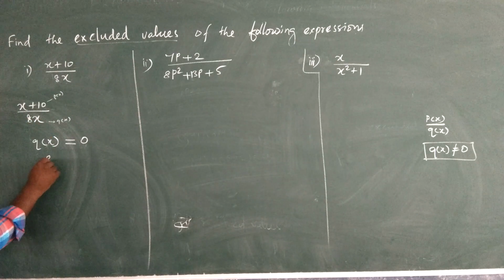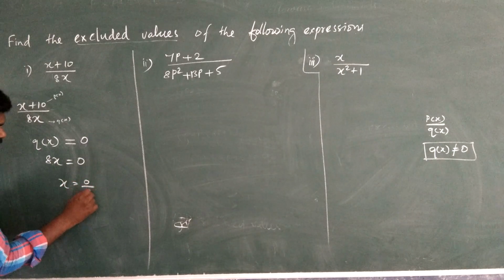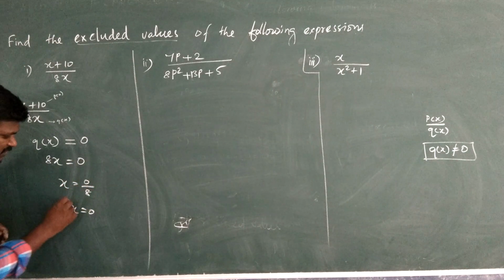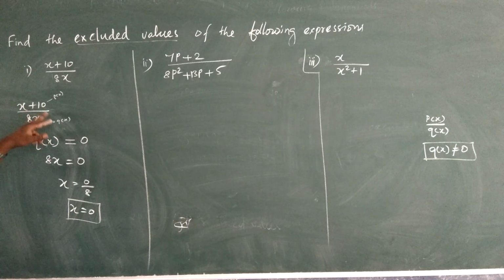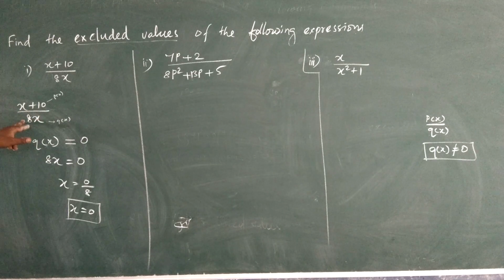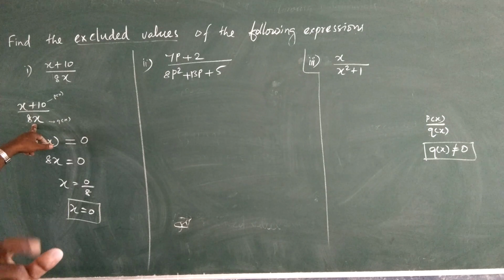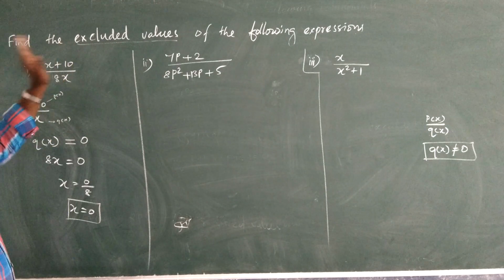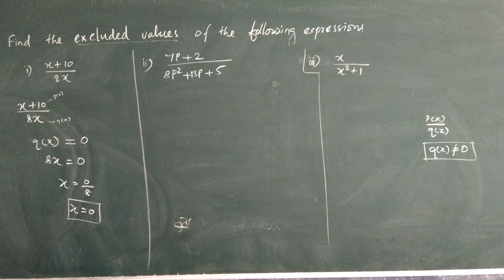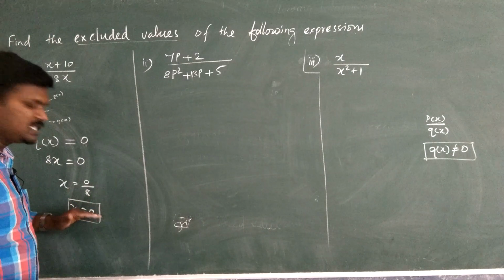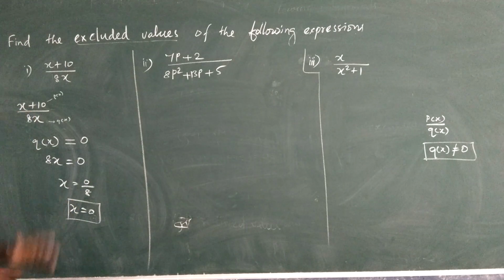So what is q of x? 8x is equal to 0, x is equal to 0 by 8, x is equal to 0. So when we substitute 0 in q of x, the denominator becomes 0. So if the denominator is 0, that rational expression is not a rational expression. It is not defined. So this value is excluded value, which means except this value, all other values are possible, but this is not possible for q of x.